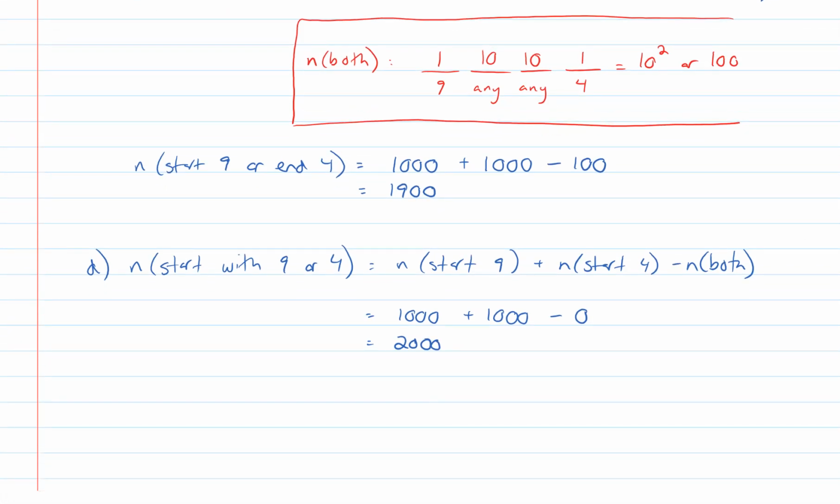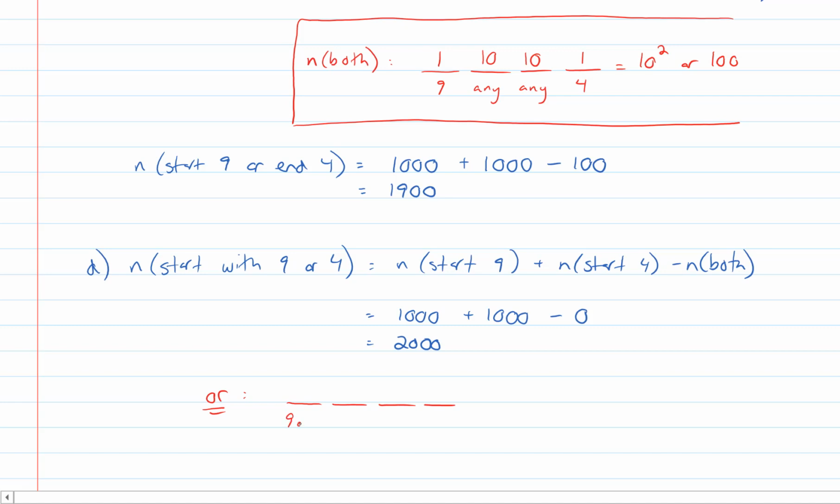Now I'd like you to notice for this last one, you could use a different method. You could just say, okay, there's 4 different slots here, and we've got a 9 or 4 in the first slot, and so there's 2 choices, and then the rest you can have any choice, so you can have 10, 10, and 10, and that gives us 2,000.